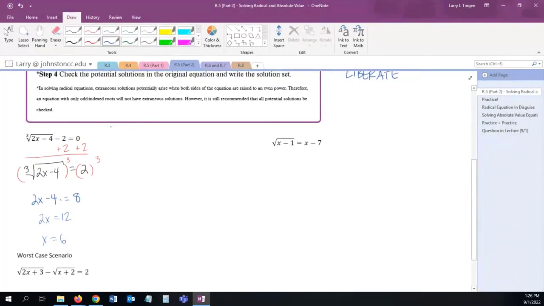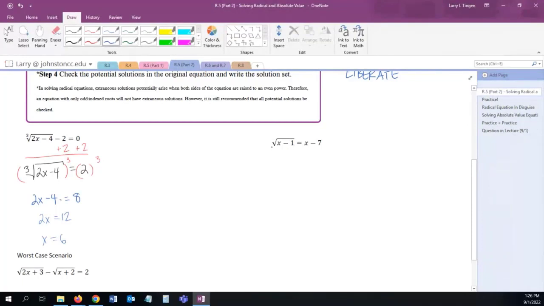So the one we did last time, I had a cubed root of 2x minus 4, minus 2 is equal to 0. Step 1 is isolate, get it on a side by itself. Then I exponentiate both sides, and then I solve for the variable.